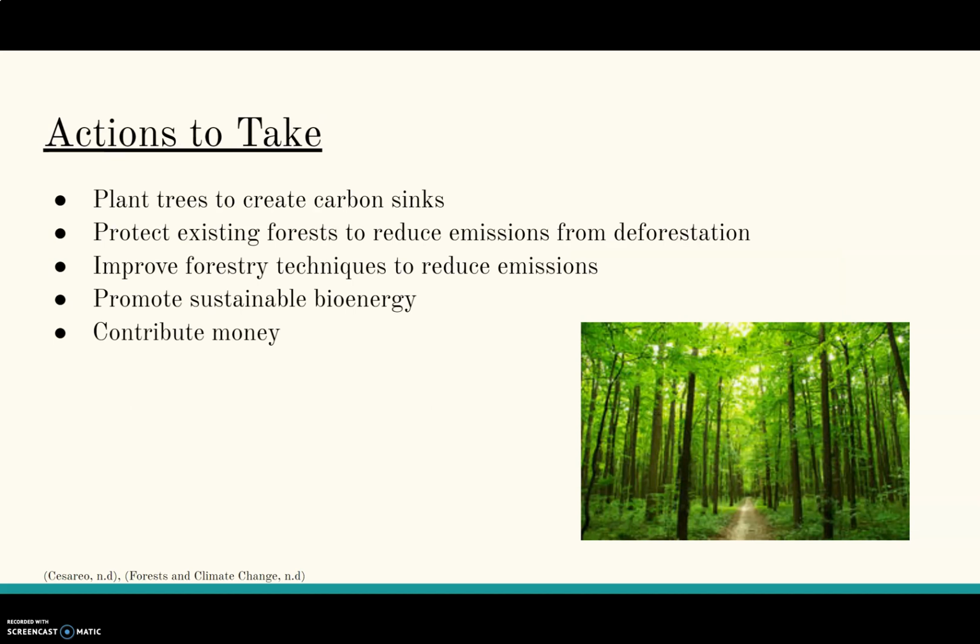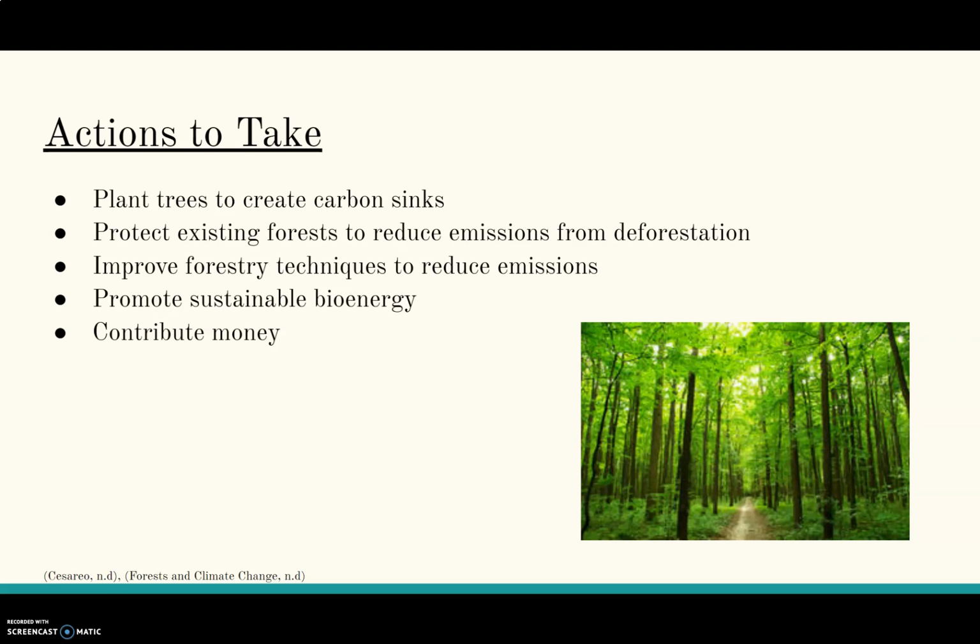We can also take some actions to reduce deforestation. We can plant trees to create carbon sinks. Basically, by planting new forests, it can help increase the rate and quantity of carbon sequestration in biomass, thus mitigating greenhouse gas emissions. We can protect existing forests to reduce emissions from deforestation. Basically, we should do activities that aim at conserving natural forests and protecting them from agricultural practices.